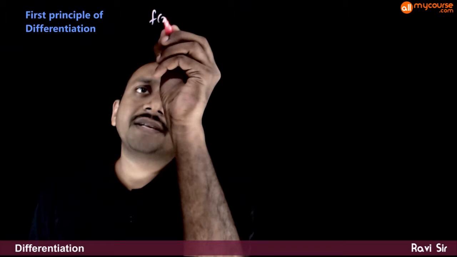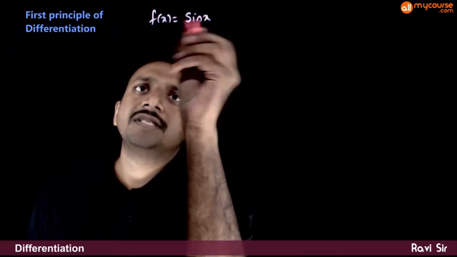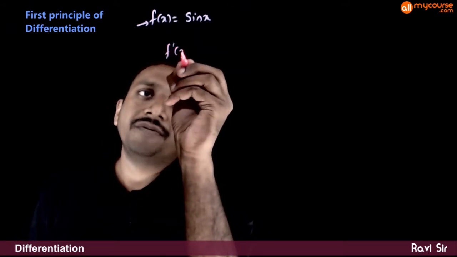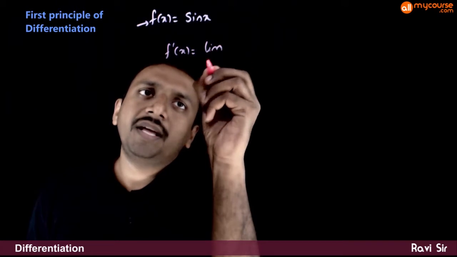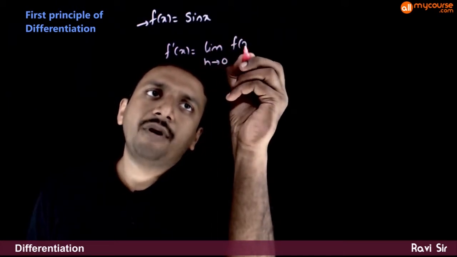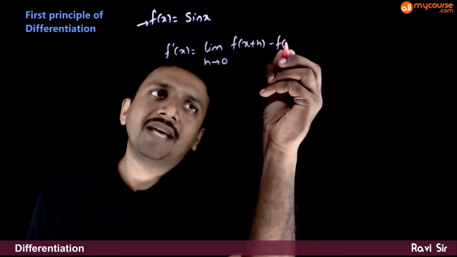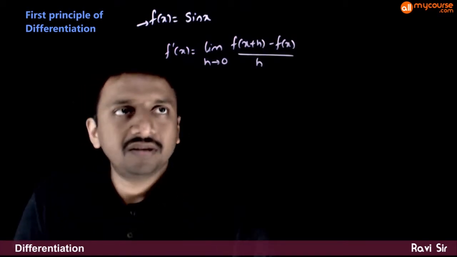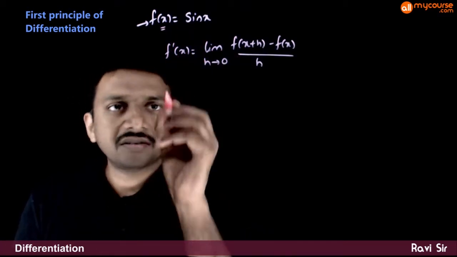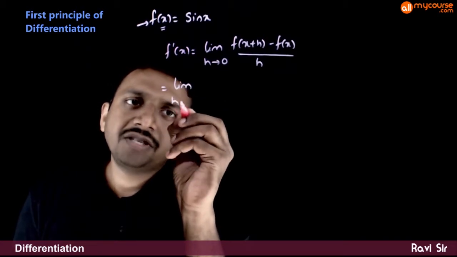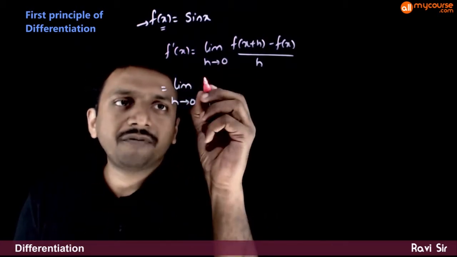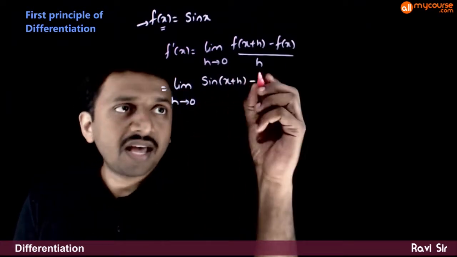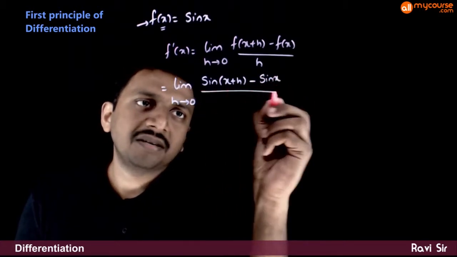If you take f(x) equal to sin x, you want the differentiation of sin x. So f'(x) is the limit as h tends to 0 of (f(x+h) minus f(x)) by h. This is the first principle differentiation of any function. So here f(x) is sin x, so that is equal to the limit as h tends to 0 of (sin(x+h) minus sin x) by h.